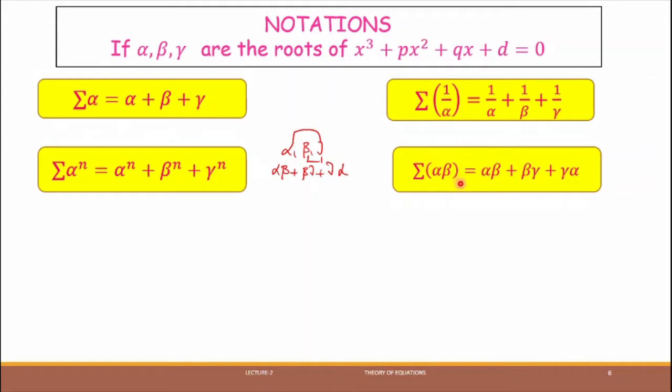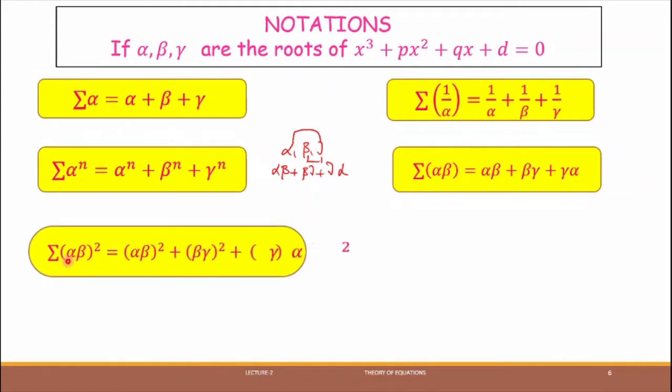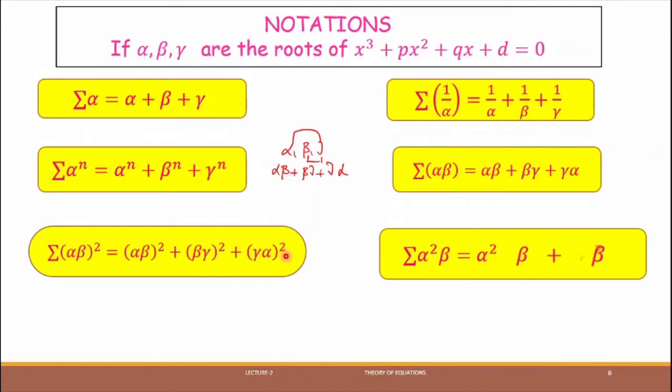Now let us look at the next notation, summation alpha beta whole square. Like in the previous one, we have to take the cyclic order, but the extra thing you have to do is square them. Alpha beta whole square means alpha beta whole square plus beta gamma whole square plus gamma alpha whole square. Now the next notation is summation alpha square beta. We take the cyclic order, and the first root gets squared and the second root is raised to the power 1 only. So it is alpha square beta.